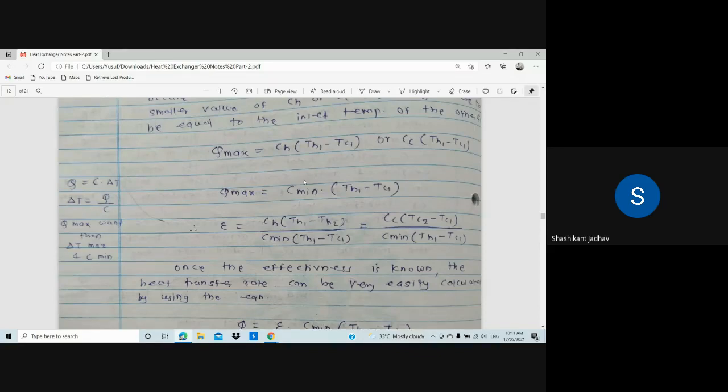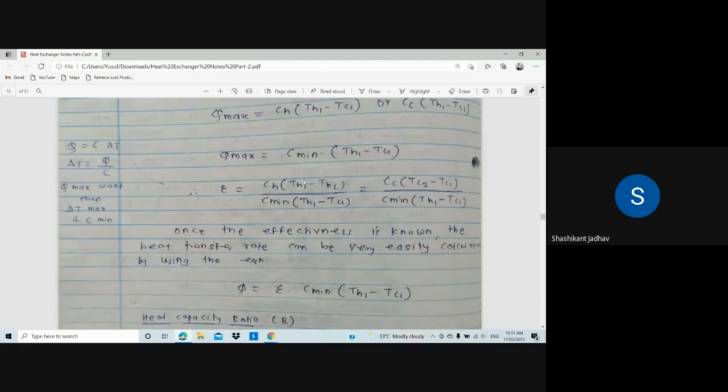For the calculation of q max, among the four temperatures, the maximum difference is th1 minus tc1. To get the maximum temperature difference, there is a need for minimum heat capacity, since delta T is nothing but q upon c. If you want the maximum temperature difference, c should be minimum. Therefore q max is nothing but C minimum into th1 minus tc1.